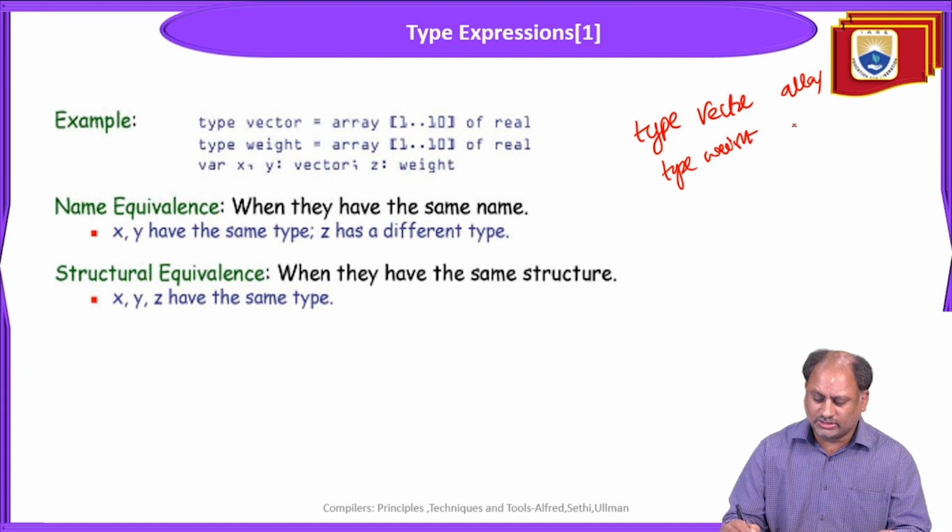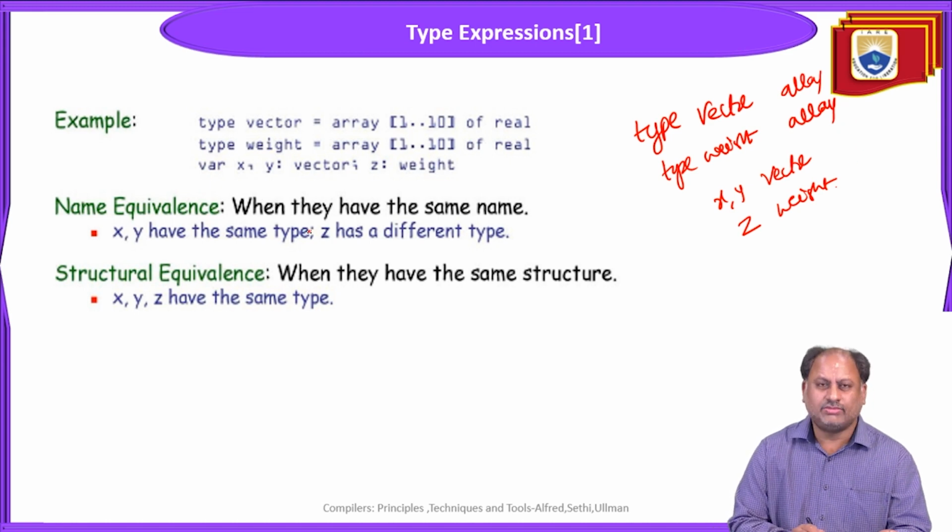Another type is weight. This is what type? It is array. Type expression is array. And x, y are other variables of type vector. And z is of weight type. So x, y are vector and array, and z is weight type.